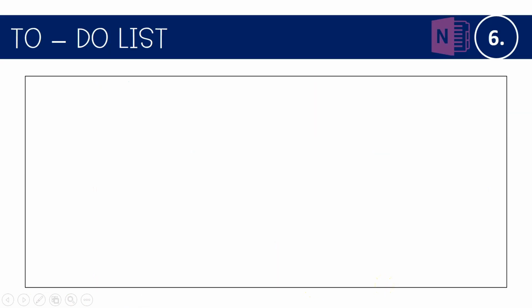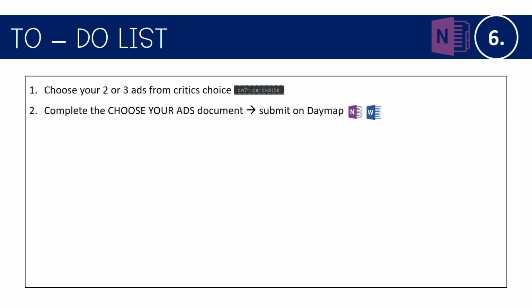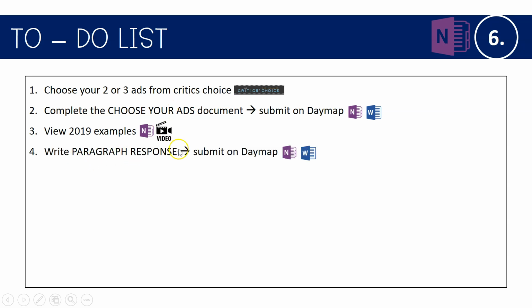So finally, I'll leave you with the to-do list. First, choose your 2 or 3 ads from Critics' Choice. Step 2, complete the Choose Your Ad document. Submit this on Daymap. It is found on OneNote and it is a Word document. Then you need to view the 2019 examples and write your paragraph response. Again, submit this on Daymap.